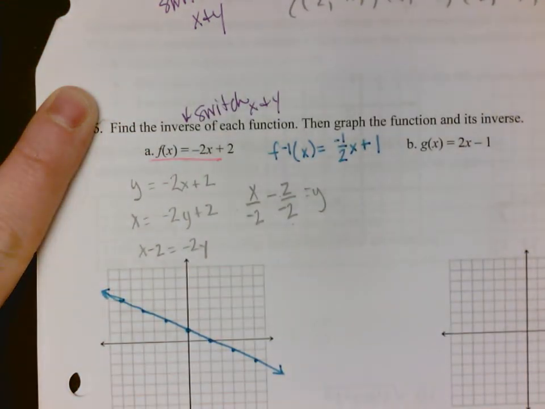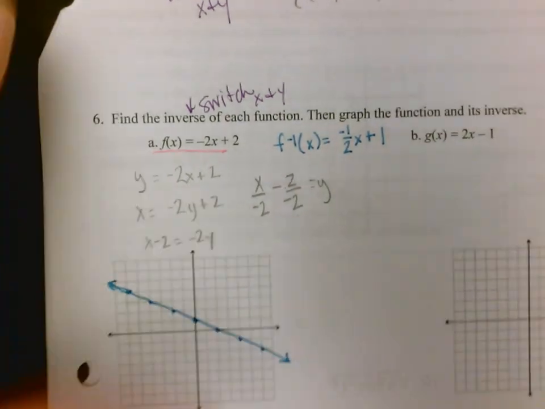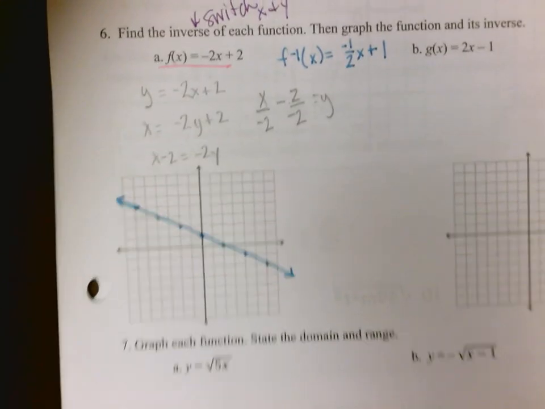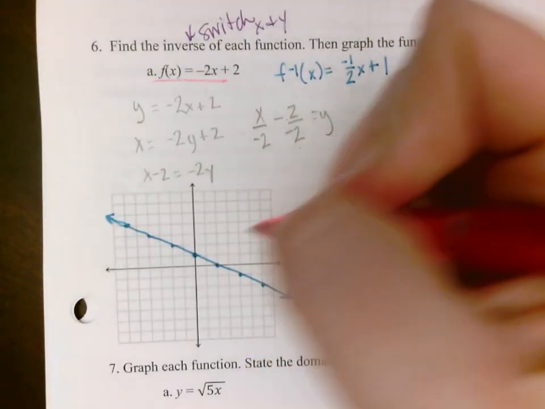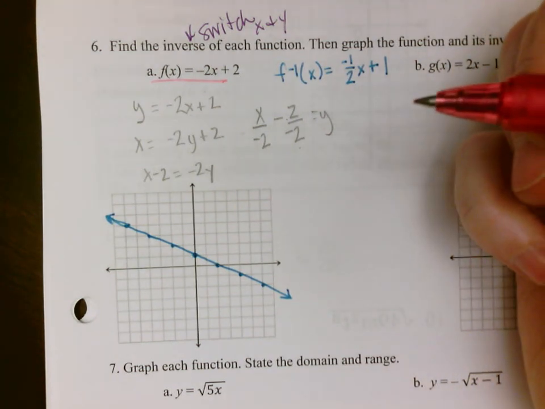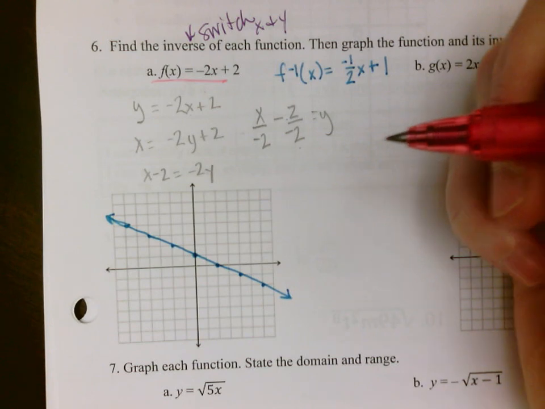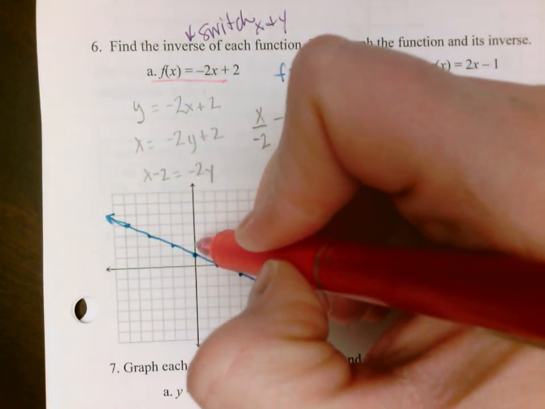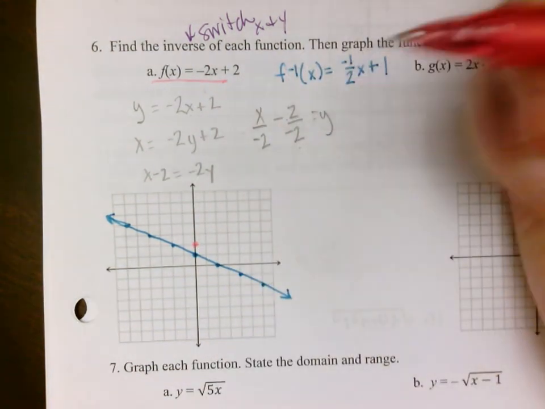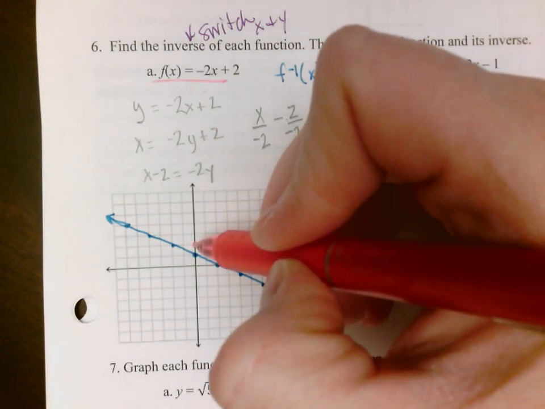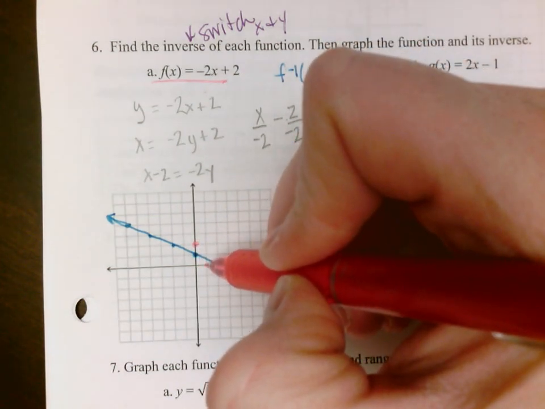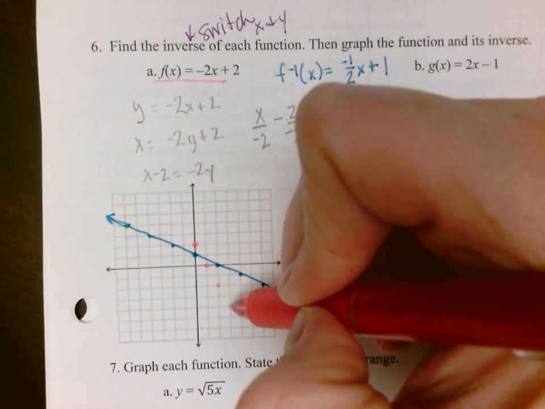That's not perfect, but we're going to go with it. And then going plus 2. Plus 2, and my slope is negative 2 over 1, so over 2, negative 1, down to 1.